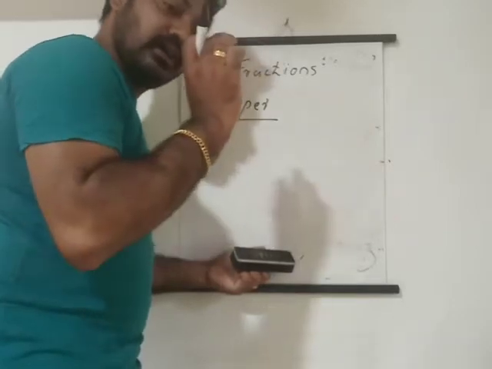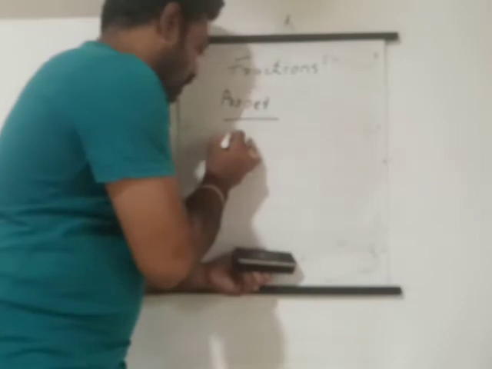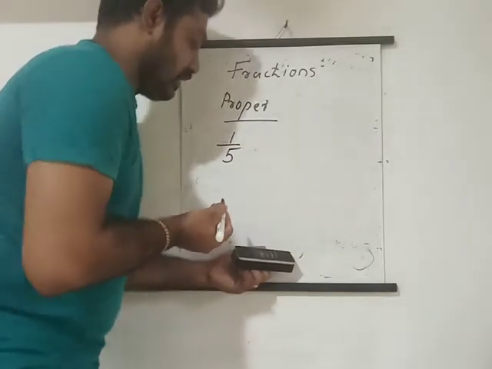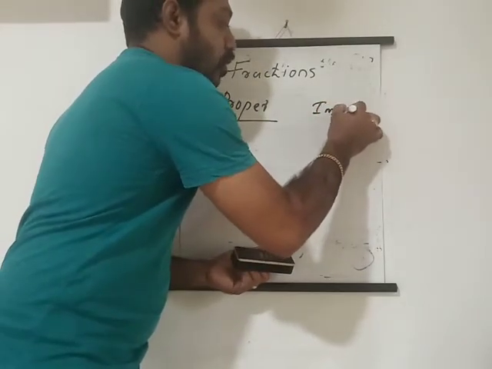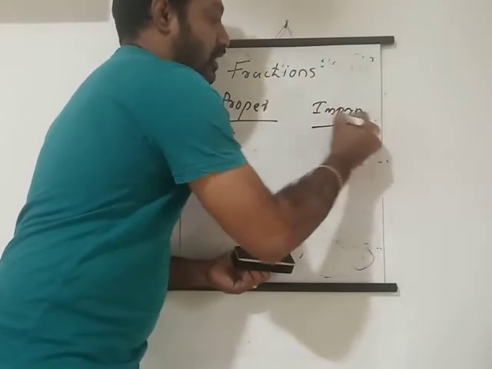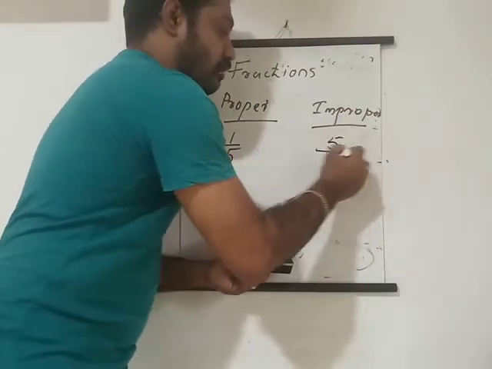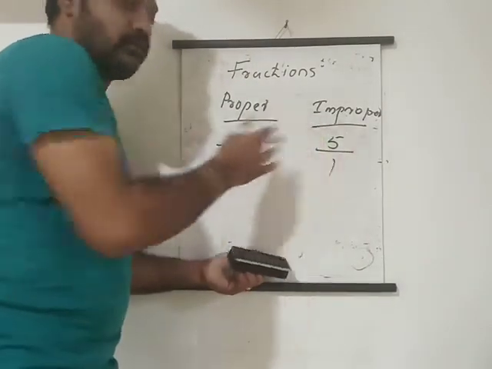For example, the number 1 by 5. Here I will take 1 by 5 to show the difference between proper and improper, then you will understand. This is a proper fraction, but this one is not proper. This is called improper.